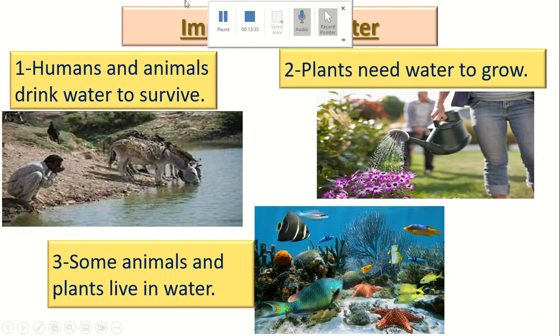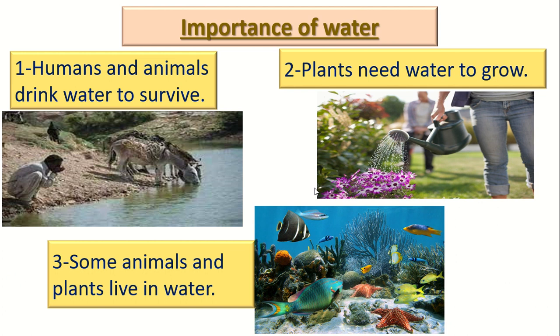Now let's talk about the importance of water. Number one, humans and animals can drink water to survive, and this is an interaction between the hydrosphere and biosphere. Number two, the plants need water to grow. Number three, some animals and plants live in water, like what? Like fish live in water, and some plants like algae live in water.